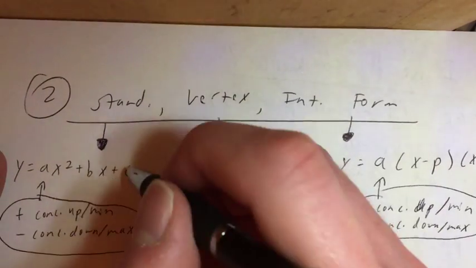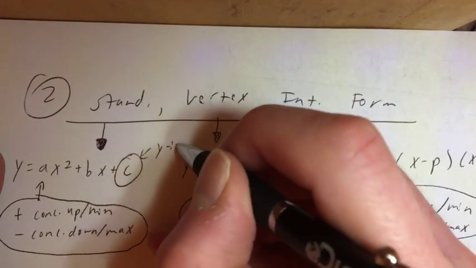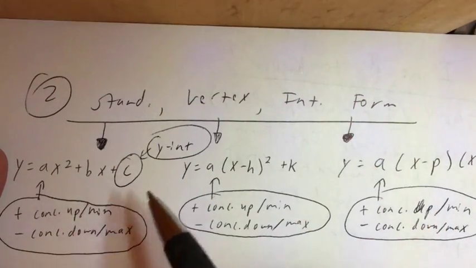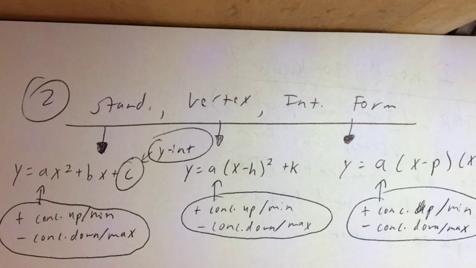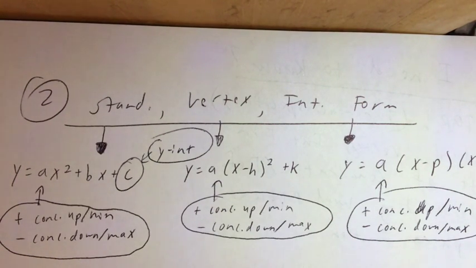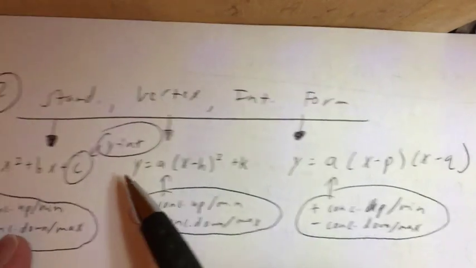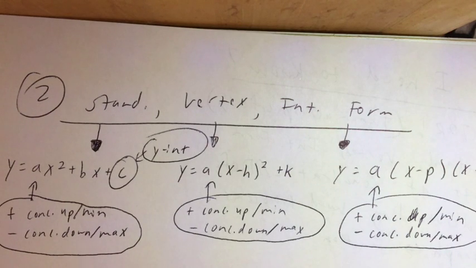First of all, your C is always your y-intercept in standard form. And then remember, how do you find the vertex? Negative b over 2a. We're going to do that in just a second. Now, let's look at vertex form for a second. Really, that's the only two things you need to make sure you know with standard.